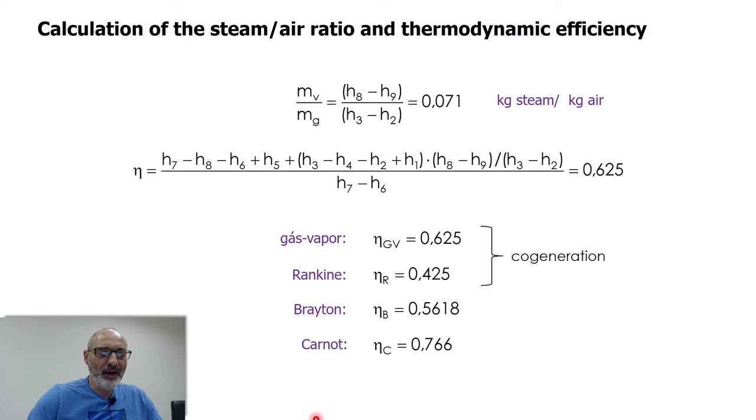So when we compare all our cycles, let's start with the Carnot cycle. We have 76%, that's the maximum possible efficiency. The Brayton got 56%, which is good, but not as good as 76%. Rankine was the worst, because actually 1,000 degrees is too much for a Rankine cycle. And our gas steam cycle attained 62.5%, which is fairly close to the maximum theoretical efficiency of the Carnot cycle.